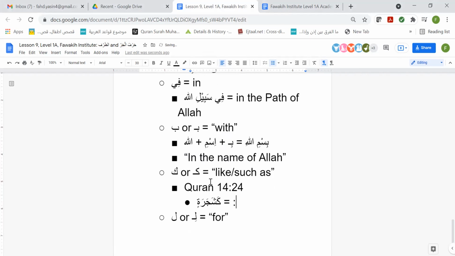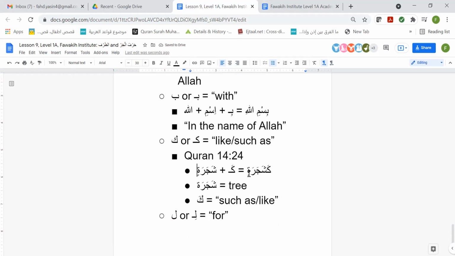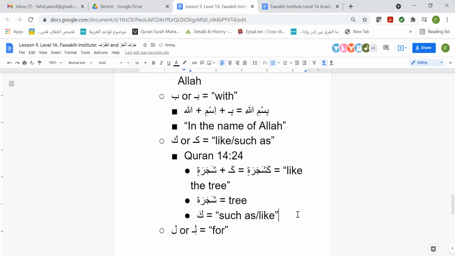This is ka, which is what we're interested in, right? Ka plus shajara. And then shajara means tree. All right. I'm not always aware of how much vocab you guys know, but this is a good thing to know, especially since it's in the Quran. Shajara means tree, and then the kaf means such as or like. So this literally means like the tree.